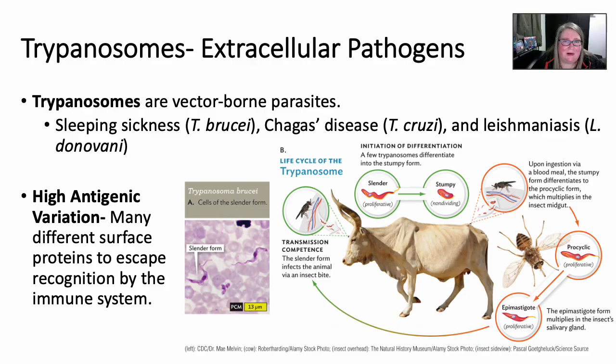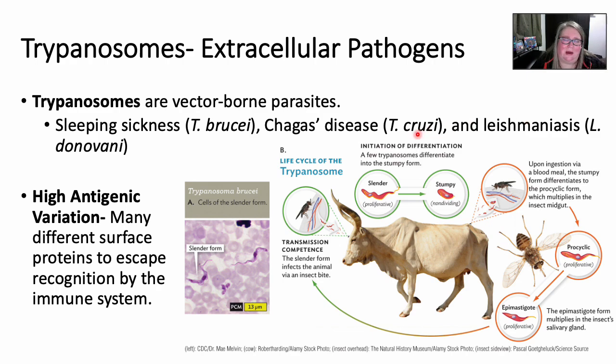So let's talk about our last subject of this lecture, and that is the extracellular parasites. We're going to talk about trypanosomes and metamonads. Trypanosomes are specifically vector-borne parasites. They're transmitted by insect vectors. We talked about Leishmania and how it's transmitted by sandflies.